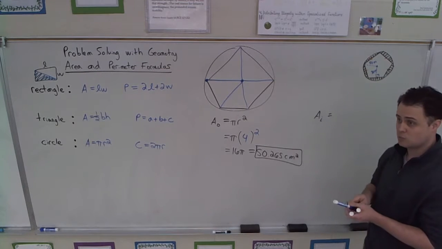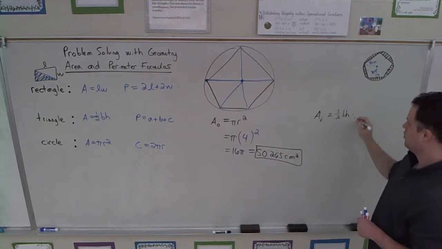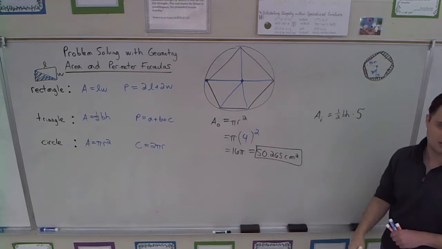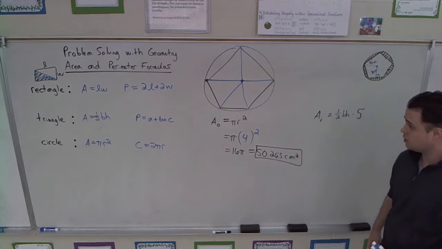So the strategy here will be take the area of a triangle, which is half base times height, and multiply that by 5 to get the inside total. Does that make sense? I don't think it's rocket science. It's a little more creative though.